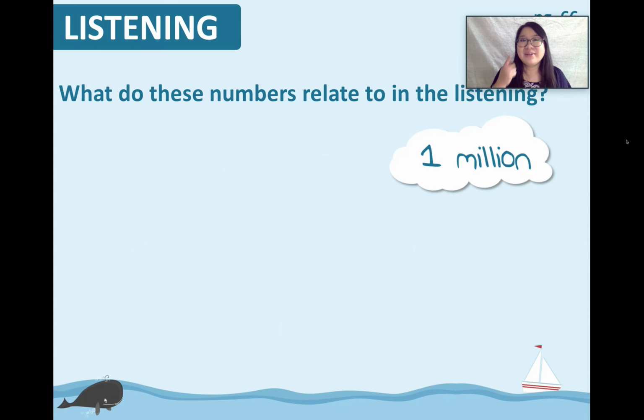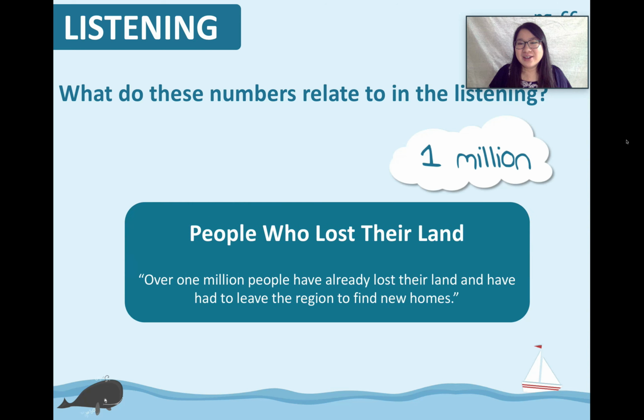Next, 1 million. 1 million people lost their land. Over 1 million people have already lost their land and have had to leave the region to find new homes. Of course, when we block a river, the water begins to move into new areas. And when this happens, the land is destroyed. It is covered in water, and people who live there must move away.